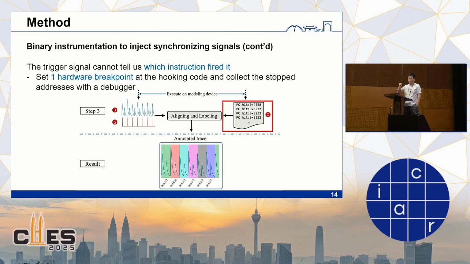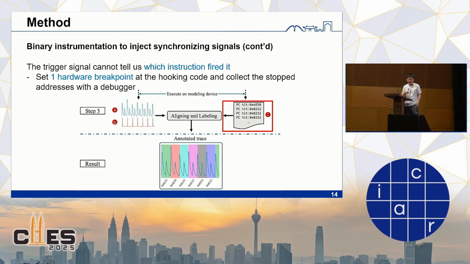But the trigger signal may not tell us which instruction fires, right? Because it's only a mid-level change. So we still have to collect which basic blocks are firing it. So we build another modified firmware, where we set a hardware breakpoint in the hooking code, and use a GDB script and a debugger to automatically collect the stopped addresses. So after this step, we will get two lists.